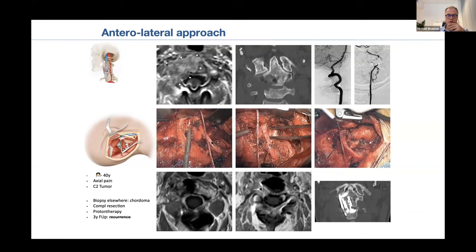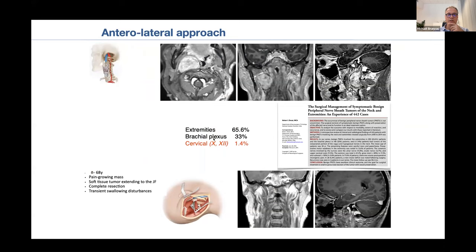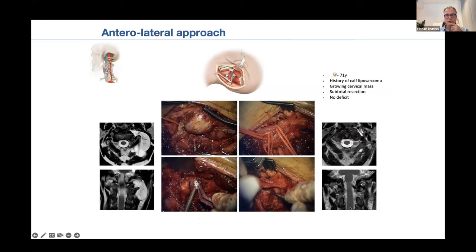More than bone tumors, this approach is useful to access the jugular foramen for jugular foramen tumors, but also parapharyngeal tumors and soft tissue tumors. This is peripheral nerve sheath tumors, schwannoma extending from the posterior fossa towards the cervical region, again resected through this anterolateral approach. This is a case of liposarcoma surrounding the craniocervical junction, again resected by an anterolateral approach.